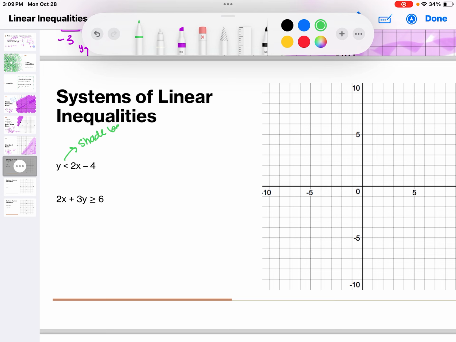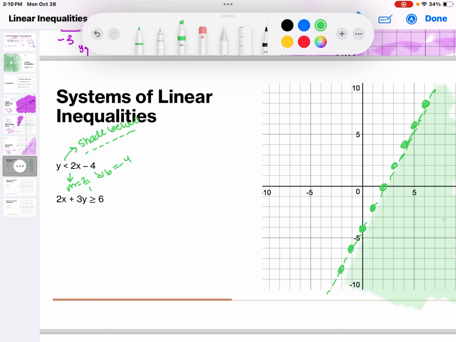We're going to be shading below, and this is going to be a dashed line. The y-intercept is negative 4. Slope is positive 2. So let's go graph it. Negative 4, up 2 over 1, up 2 over 1, up 2 over 1, up 2 over 1. You don't have to graph this many points. I just want to try to make my line as straight as possible. So I need some guidance here. It's a dashed line, and we're shading below. Let me get some green in here. Shading below the line.